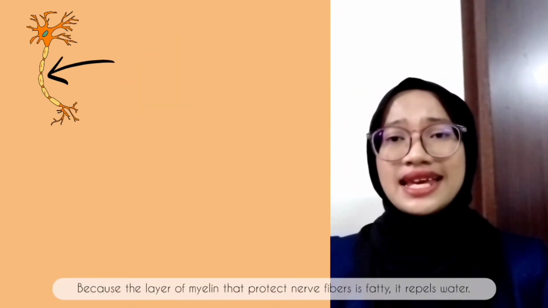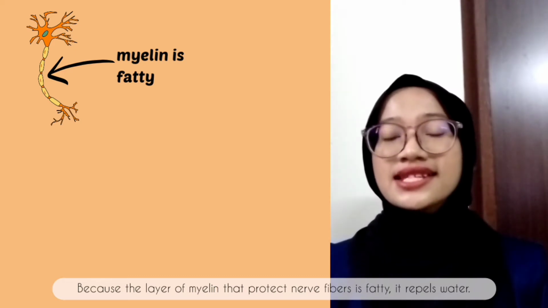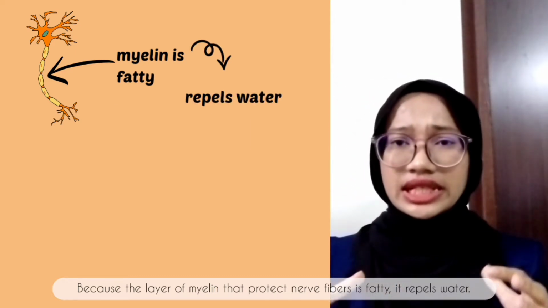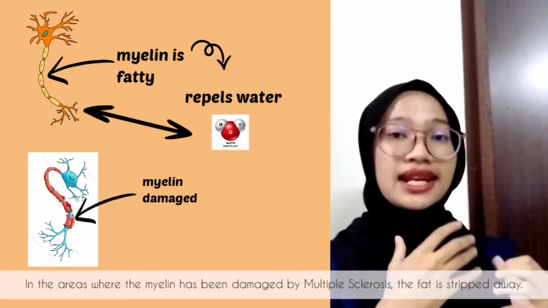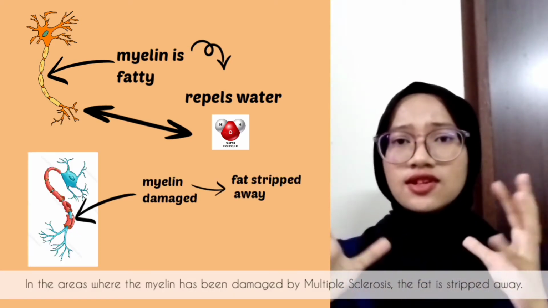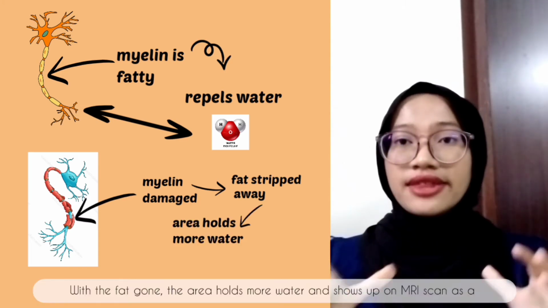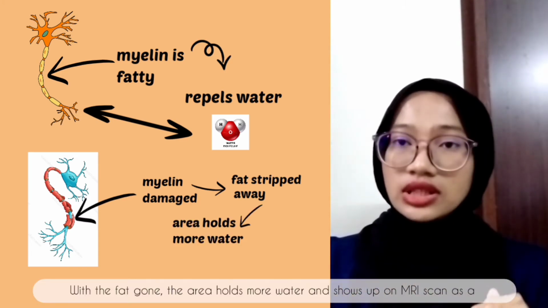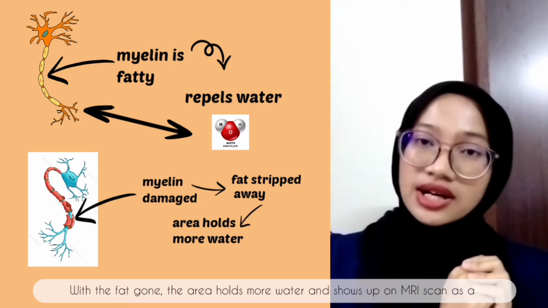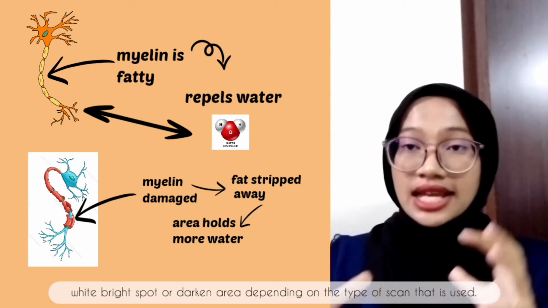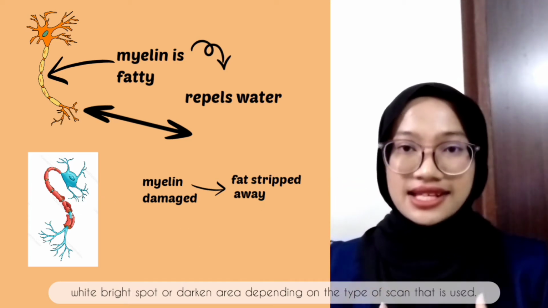Because the layer of myelin that protects nerve cell fibers is fatty, it repels water. In the areas where the myelin has been damaged by multiple sclerosis, the fat is stripped away. With the fat gone, the areas hold more water and show up on an MRI scan as either a bright white spot or a darkened area, depending on the type of scan that is used.